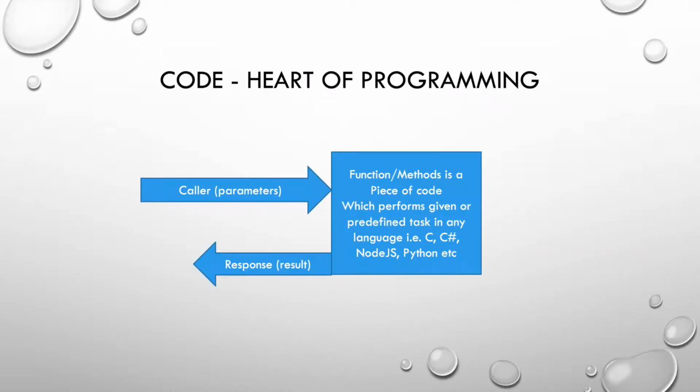So before we talk about Lambda, let's take a quick recap. What is a code? The developer always writes code to perform certain things. Functions or methods are a piece of code which performs a given or predefined task in any language, C, Node, Python, etc. Somebody calls these functions and then they take some actions and it provides a response.